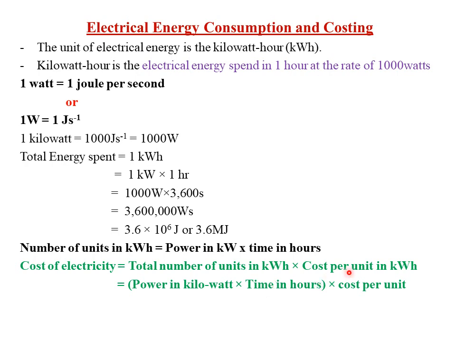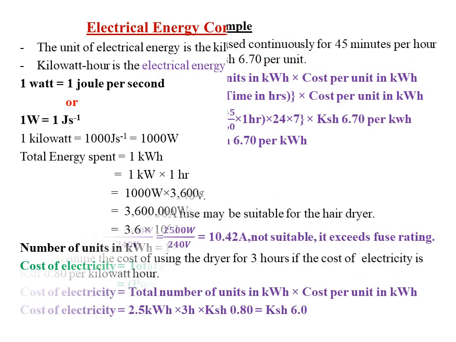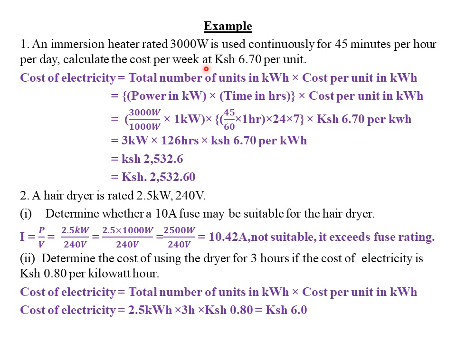Then of course the cost per unit in kilowatt hour is simply the cost per unit, because a unit will always be expressed in the units of kilowatt hour. Next, we look at our first example, which reads that an immersion heater which is rated 3,000 watt is used continuously for 45 minutes per hour, per day. We are told to calculate the cost per week at Kenya shillings 6.70 per unit.